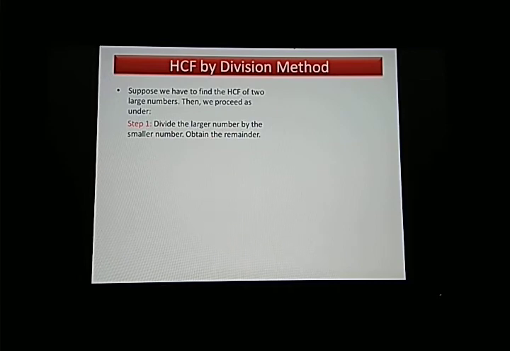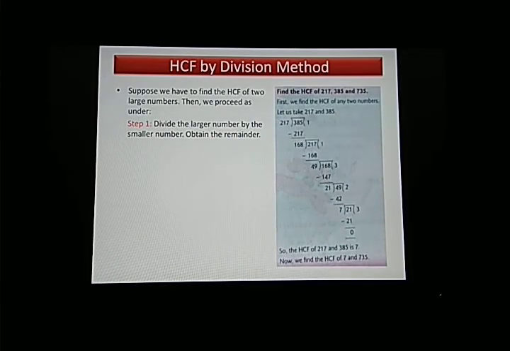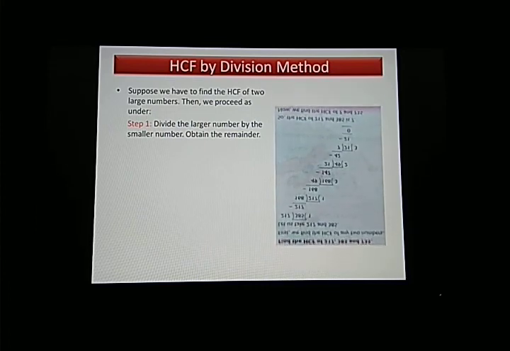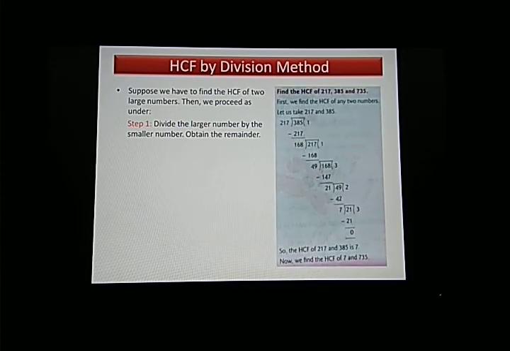Here, if 2 numbers are given, then this is mainly followed. Even if there are more than 2 numbers, we can do it, no problem in that. So here you can see that we have to find out the HCF of 217, 385 and 735. First of all we will take any 2 numbers, clear? We'll take 2 at a time. We will not take 3 at a time. We can't take that. First of all, we'll find out the HCF of any 2 numbers.